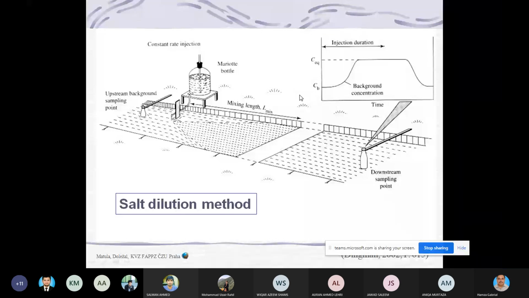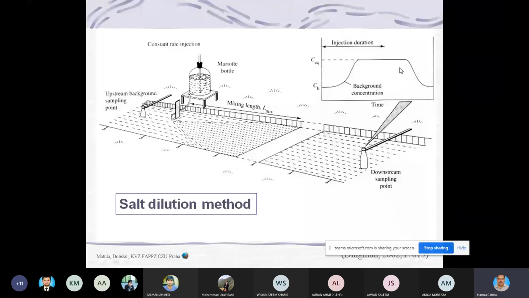So if you prepare the concentration curve based on the constant rate injection method, you will see the concentration will slowly increase with respect to time, and then it will become constant. And when it becomes constant for some time, then you stop injecting that salt, dye, or tracer, and then this concentration starts decreasing.